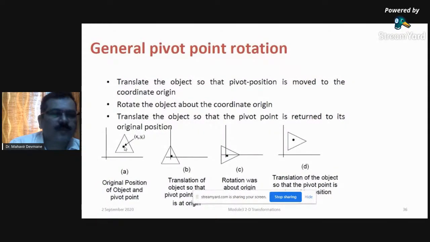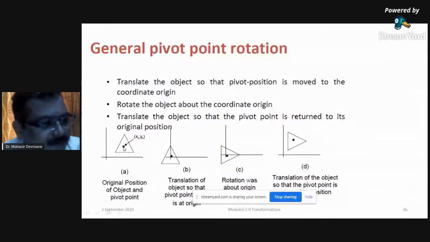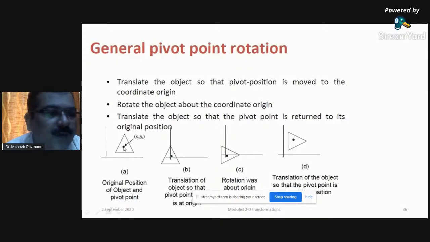Okay, so as shown in this diagram, just assume that this is a triangle given to us. Say that this is a triangle ABC. We select one point on this triangle. We call it a fixed point or pivot point, and with reference to this point we are going to rotate this particular triangle.